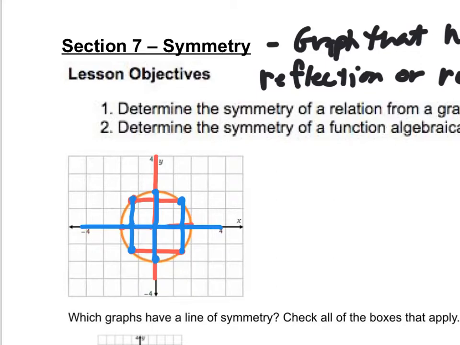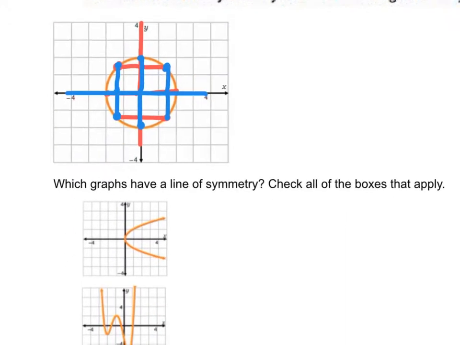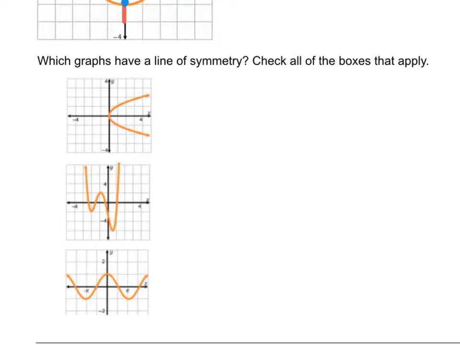The other thing this has is rotational symmetry. We can rotate this figure around and it will map back onto itself and give us the same figure. So we're going to explore some of those things. This question says, which graphs have a line of symmetry? Check all the boxes that apply.